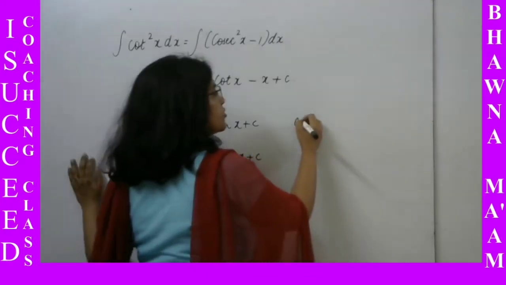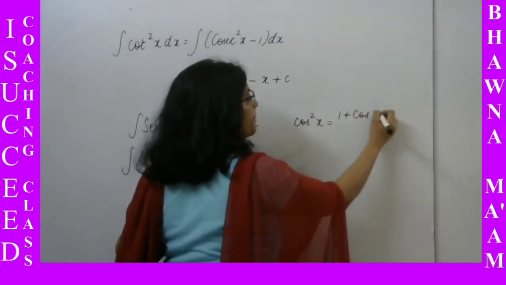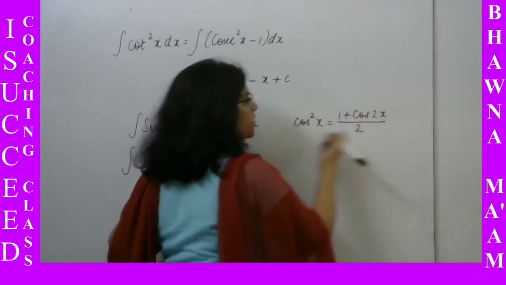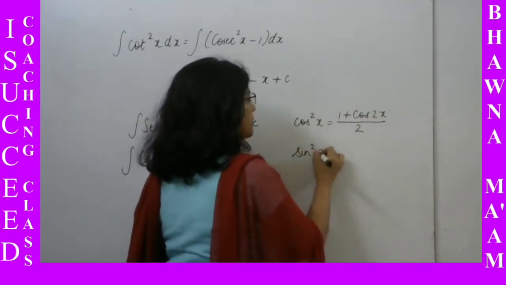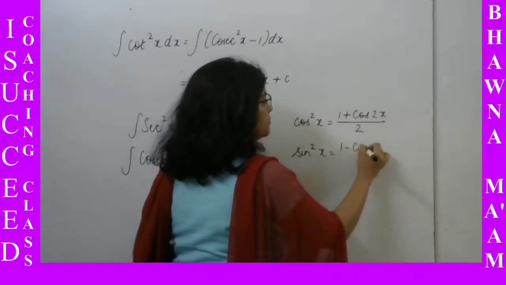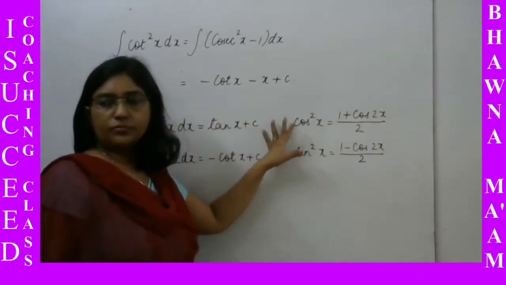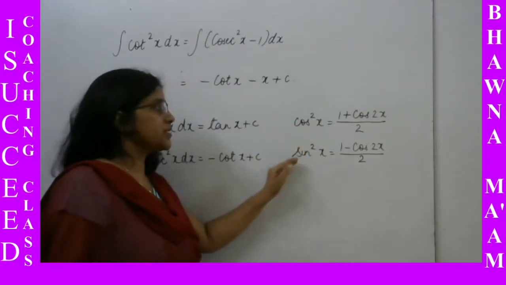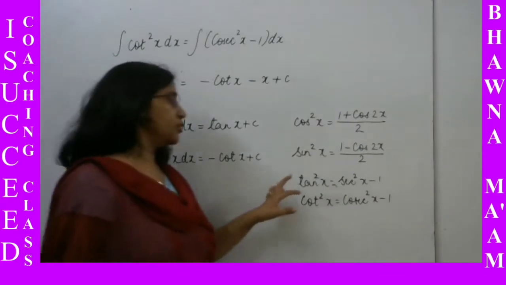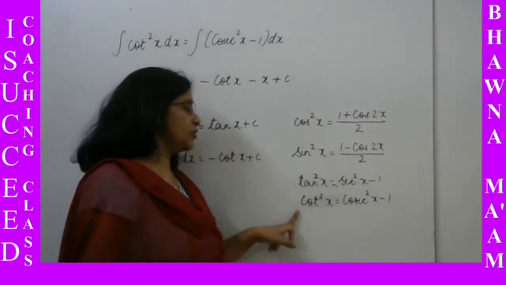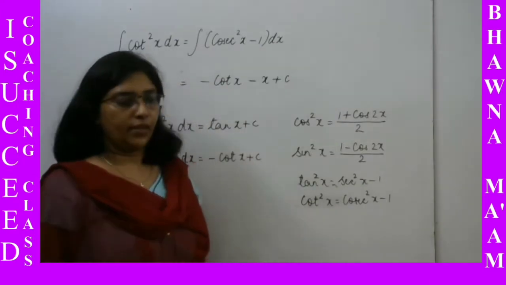For integration of cos square x, we should first apply the class 11 formula. Same for sin square x. For cos square x and sin square x, we should apply the formula of class 11. And for tan square x and cot square x, we will apply the formula from class 10.